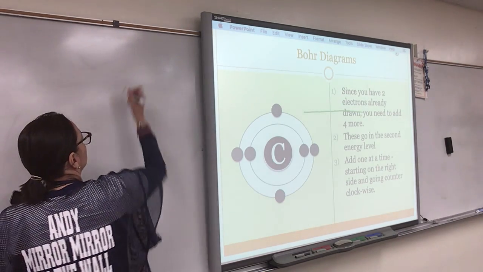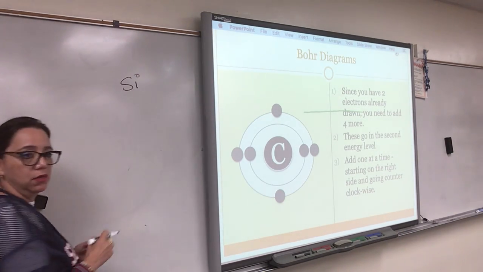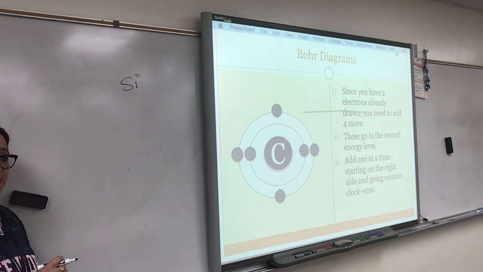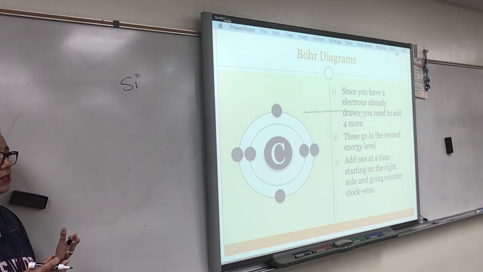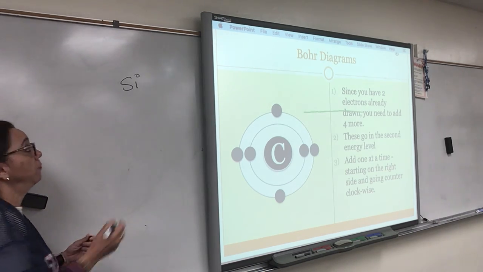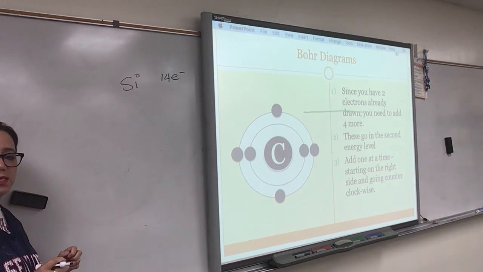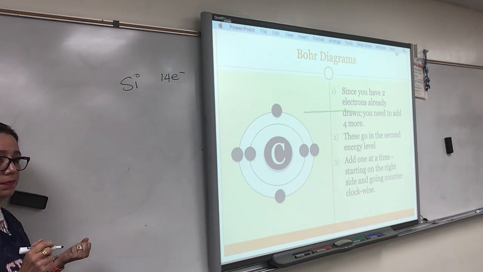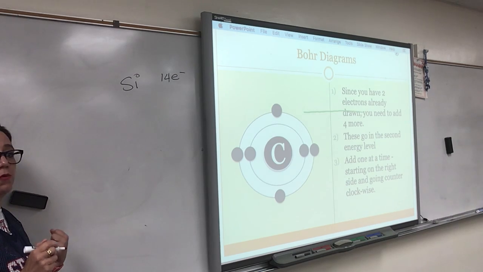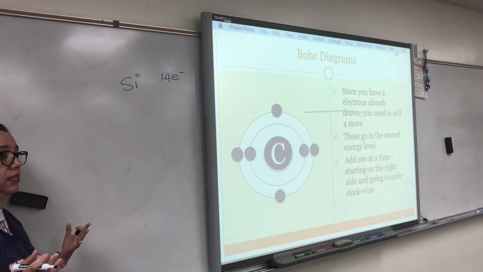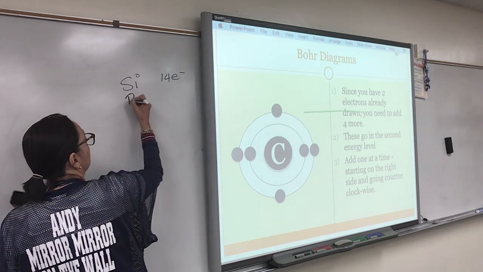So silicon, what do I need to do? Tell me. Find silicon on the periodic table. And it's 14 electrons. Do you agree with her, with Olivia? Yes? Okay, what's my next step? Determine what period it is. What period is silicon? Period 3. Period 3, so this is important.